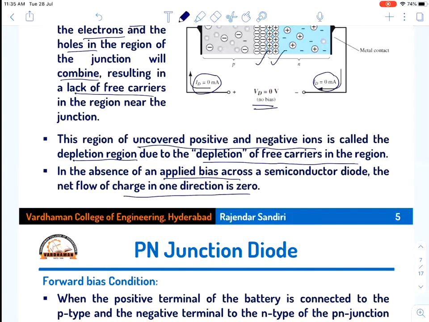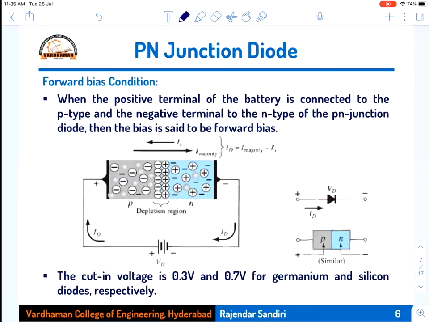Next, when we apply forward bias, what happens? Forward biasing is nothing but what? I want to overcome this barrier across the junction. For that, I will be applying the positive terminal of the battery. What is meant by forward bias? Positive terminal of the battery is connected to the P type, and negative terminal of the battery is connected to the N type. Then that type of bias is said to be forward bias.